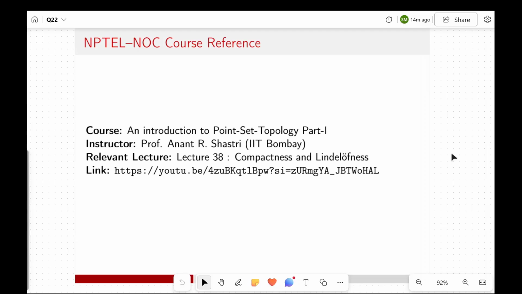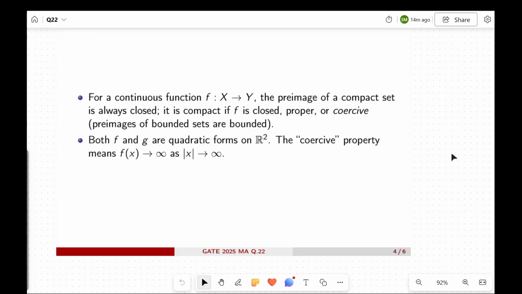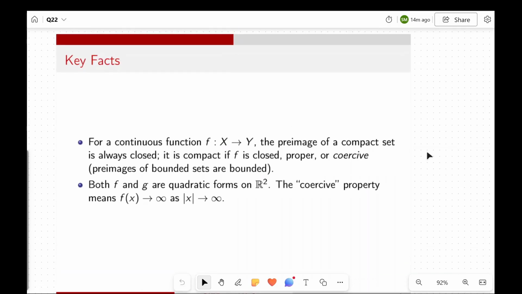The first fact tells under which circumstances the inverse image of a compact set is compact. Suppose we have a function f which is continuous; we need continuity. The pre-image of a compact set is always closed, and it is compact if f is closed and proper, or coercive. That is, the pre-image of a bounded set is bounded. That means the inverse image of a compact set will be compact if f is a closed map as well as proper or coercive. If these properties are satisfied, then we can directly say the function has that property.